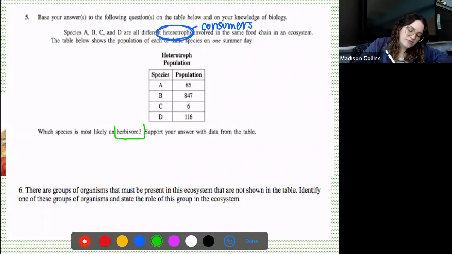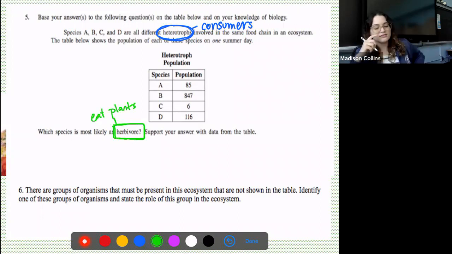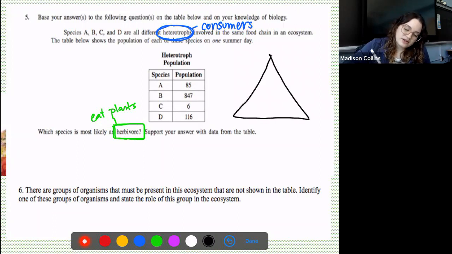Well, what does this word herbivore mean? Remember, when we see herb, we're talking about plants. So herbivores are animals that eat plants. So what do you think? Which species is likely an herbivore? Think about what we know about our energy pyramid.